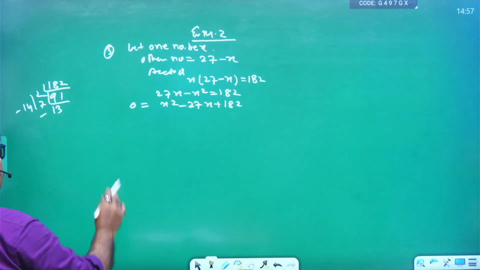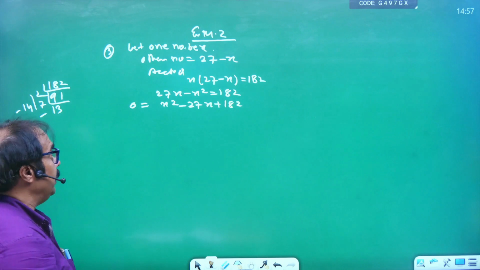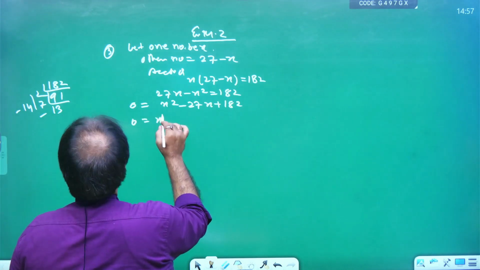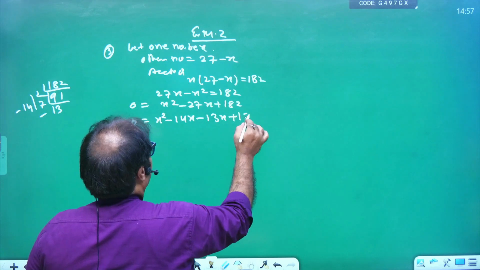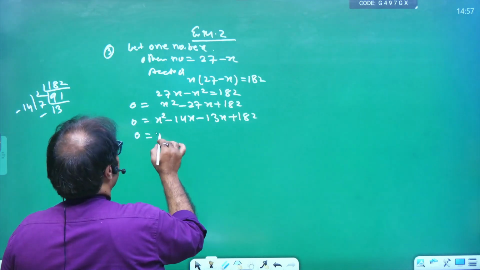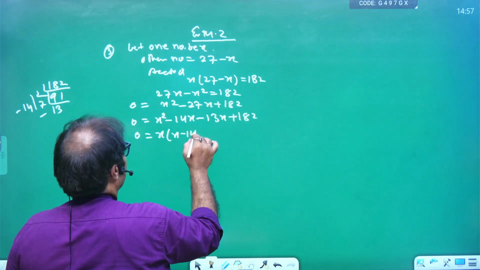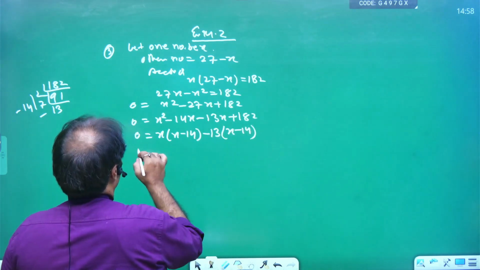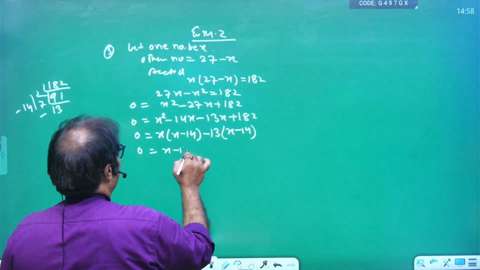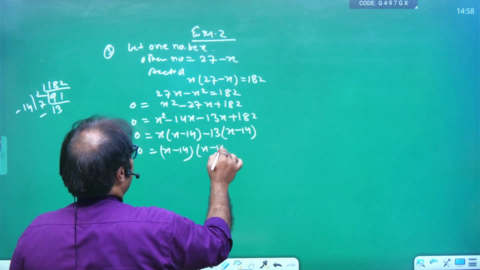So both the factors will be added with minus sign. So 0 is equals to x square minus 14x minus 13x plus 182. So 0 is equals to x common, x minus 14 and minus 13, then x minus 14. So 0 is equals to x minus 14 into x minus 13.